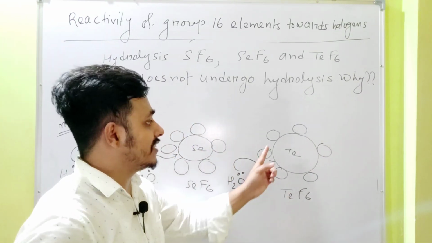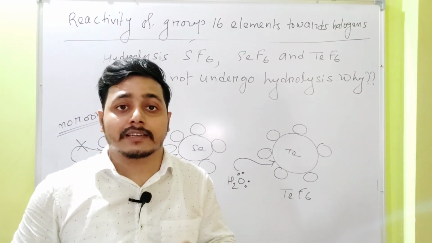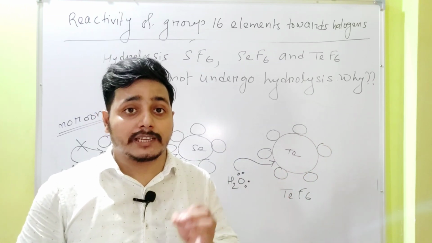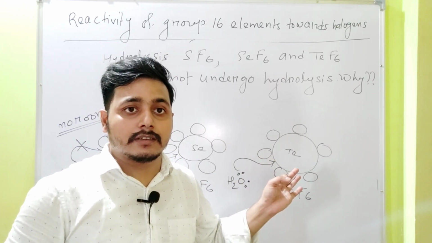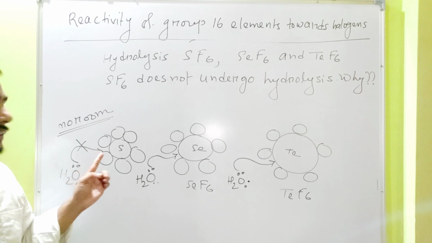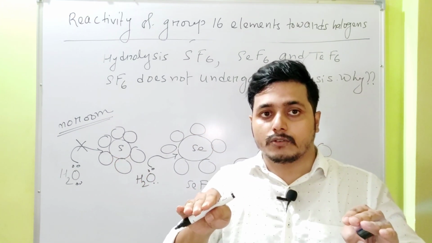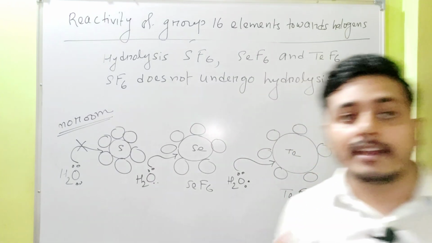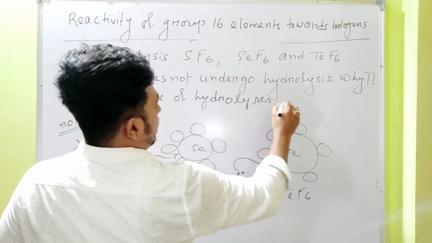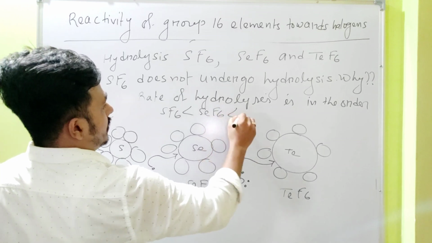Why does it happen? Because the size of tellurium atom is bigger compared to selenium and sulfur. Therefore, water can easily attack this tellurium atom, and these 6 fluorine atoms do not protect tellurium to a great extent as they protect sulfur. These 6 fluorine atoms protect the sulfur to a great extent, which is not the case in tellurium hexafluoride. Therefore, the rate of hydrolysis is in the order SF6, SeF6, TeF6.